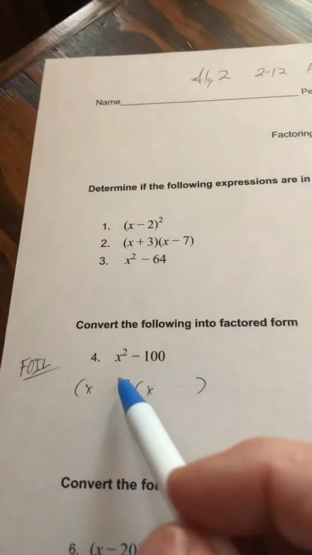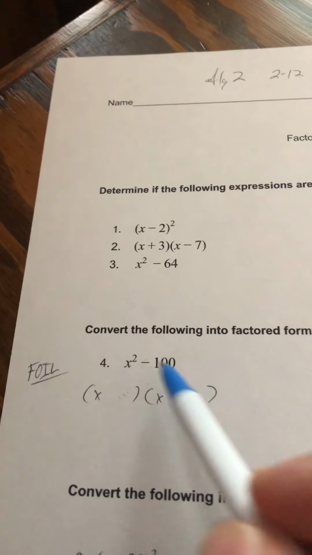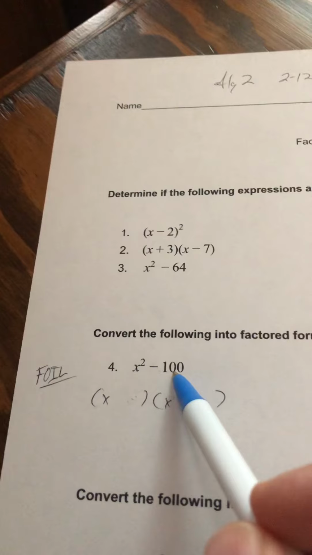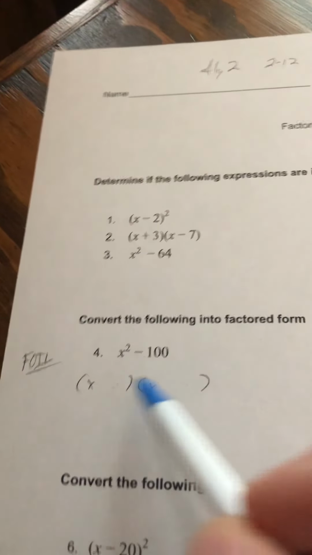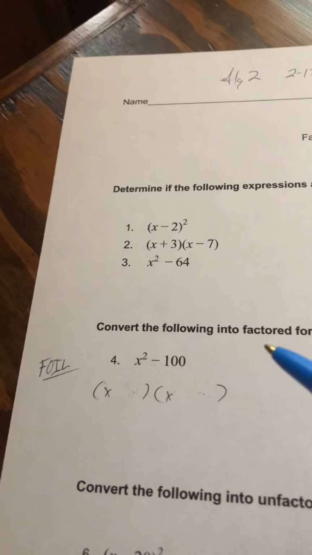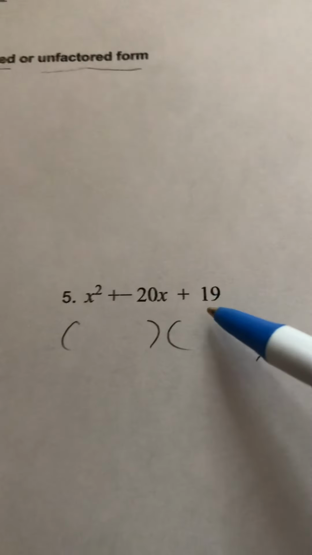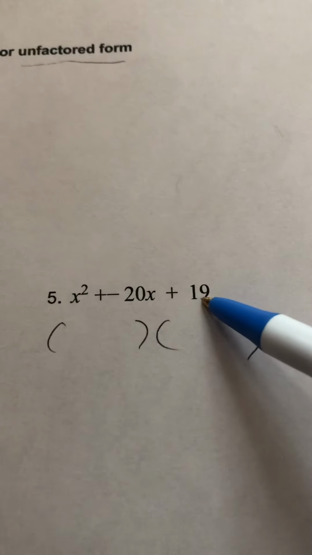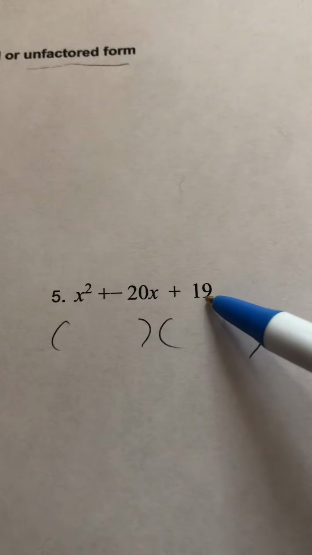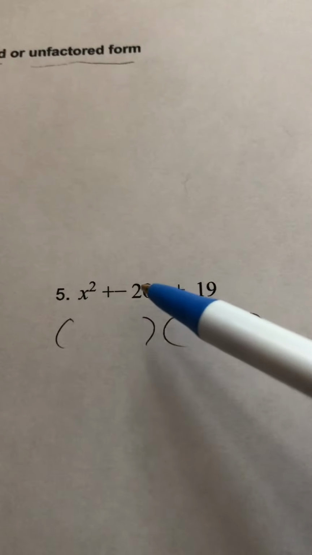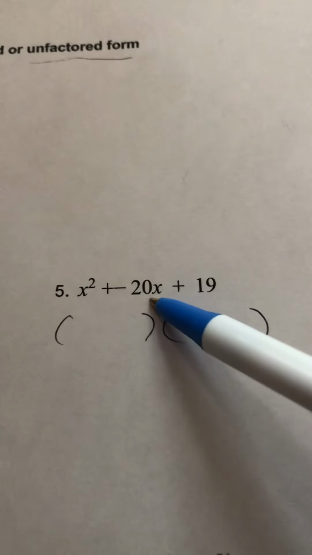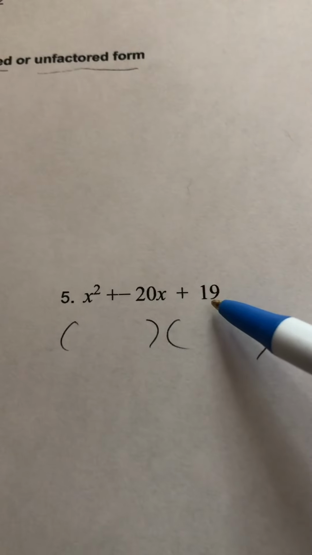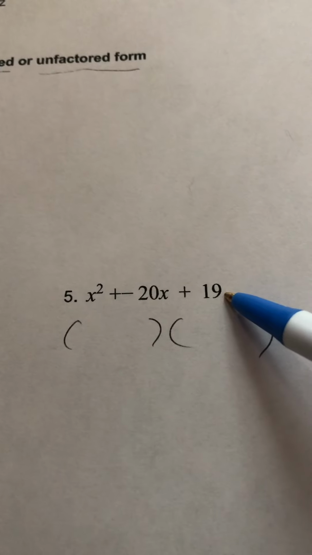So you've got to think of the numbers that you would multiply to get negative 100. But if you were to add them, you're going to have one plus and one minus, and they would disappear because they would cancel each other out. And then this one, you're going to think of two numbers that you can add together and get 20. Then multiplied, you would get 19.